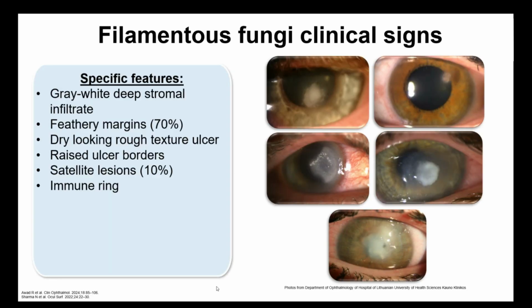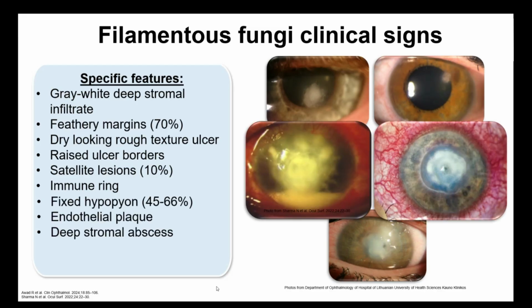Typically, in the early stage, filamentous fungal keratitis manifests as a gray-white, deep, non-suppurative stromal infiltrate with feathery margins. Corneal epithelium over deep stromal infiltrates might be intact. Typical fungal corneal ulcer has a dry-looking rough or grit texture and raised ulcer borders. Satellite lesions and immune rings are also very common.